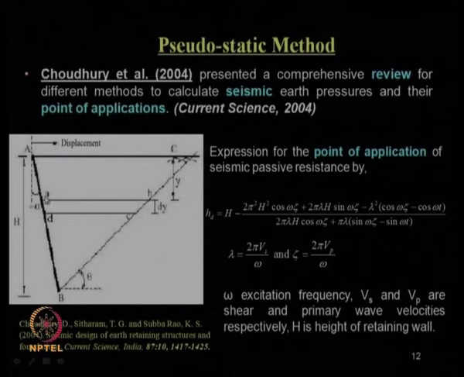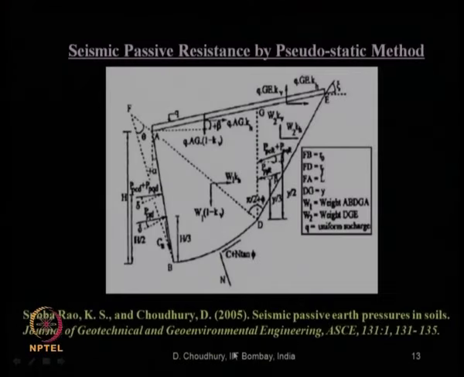So, for each of these slices, we considered what forces are acting, static force as well as the seismic pseudostatic forces. Then considering equilibrium of each slice and doing the analysis and integrating over the entire height, we got the expression for the point of application for the seismic passive resistance in this form, where omega is the excitation frequency, Vs, Vp are the shear and primary wave velocities, etc., which can be used for estimation of this point of application.